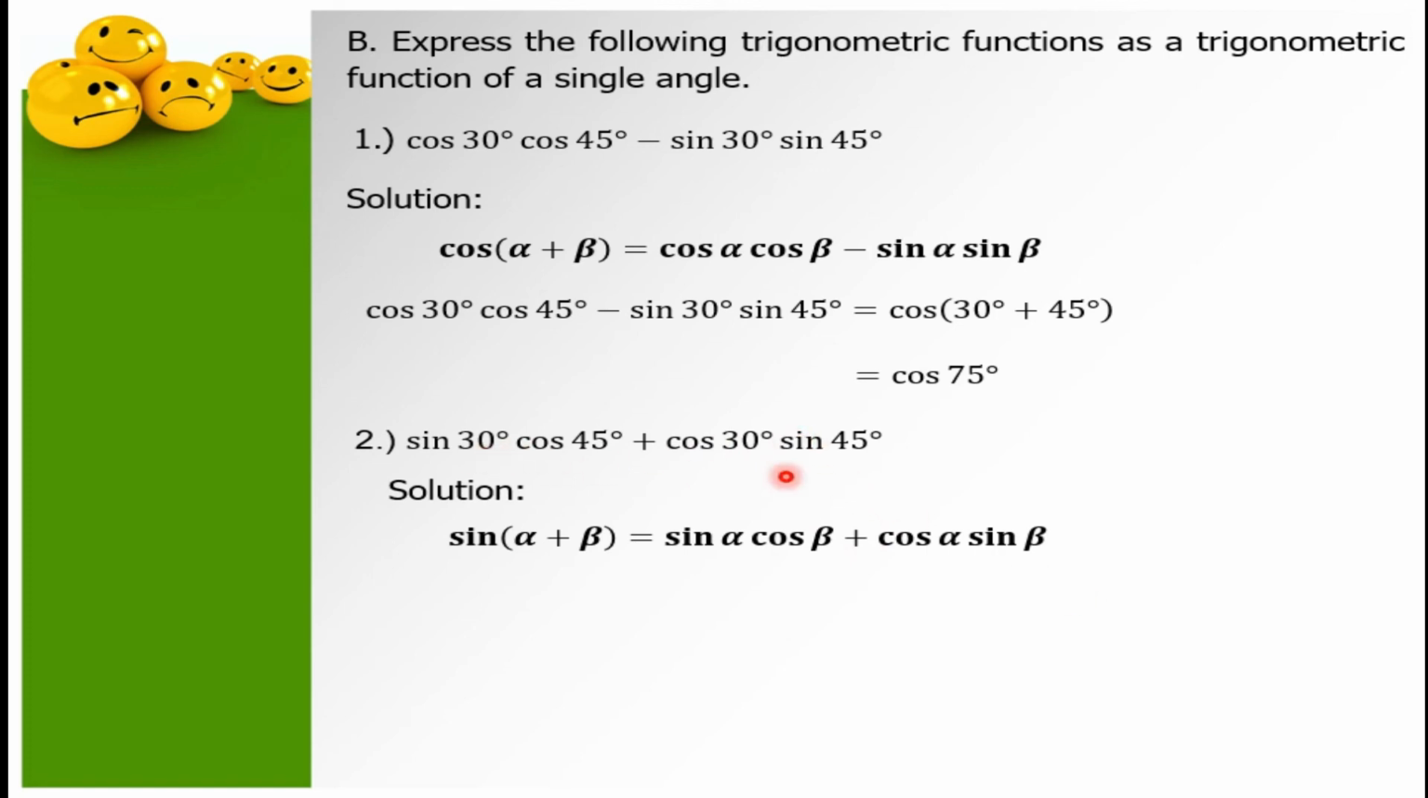So in other words, etong expression na to is pwede nating i-express into a sine of the sum of two angles, where alpha is 30 degrees and beta is 45 degrees. So we have here sine of 30 degrees plus 45 degrees. Adding 30 degrees and 45 degrees, we have sine 75 degrees. In other words, this expression is equivalent to sine 75 degrees. Okay?